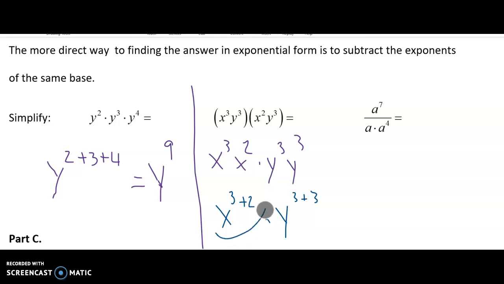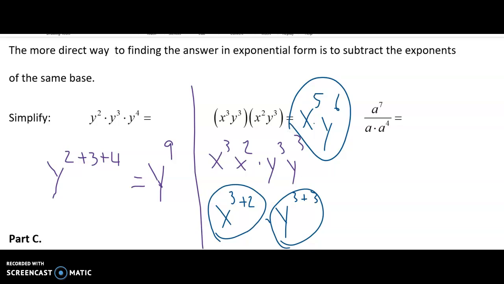Our final answer, x to the 3 plus 2 is x to the 5th. Y to the 3 plus 3 is y to the 6th. So I get x to the 5th times y to the 6th for my final answer.